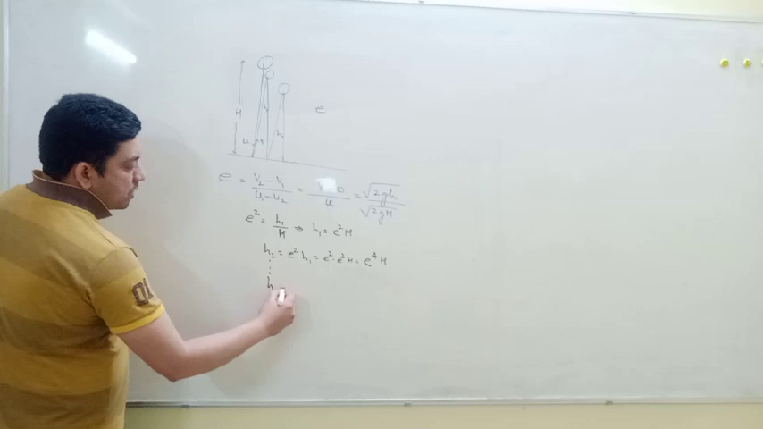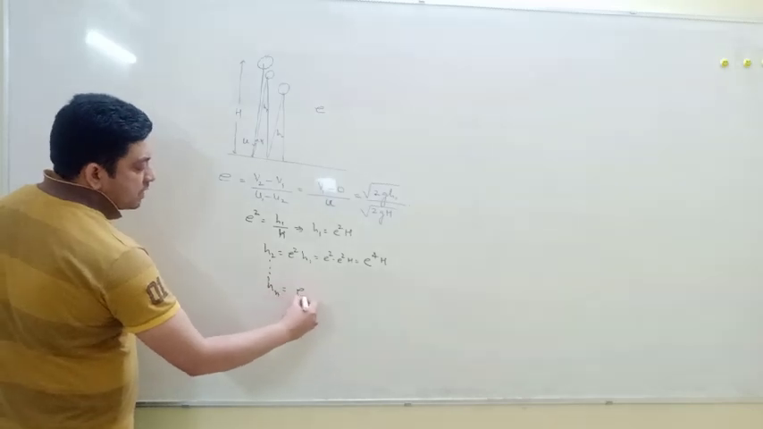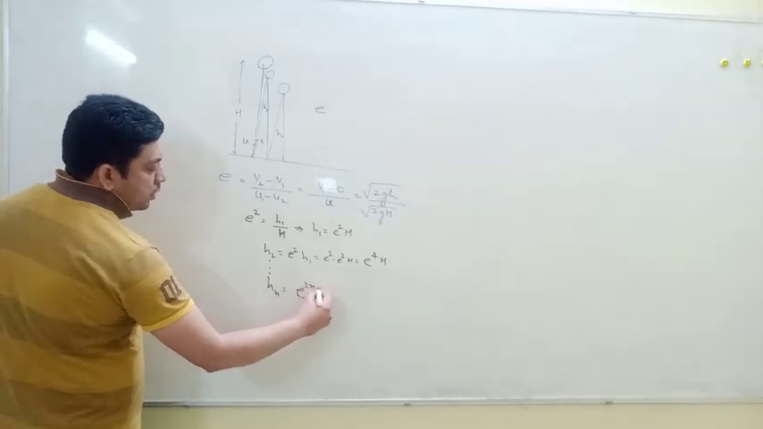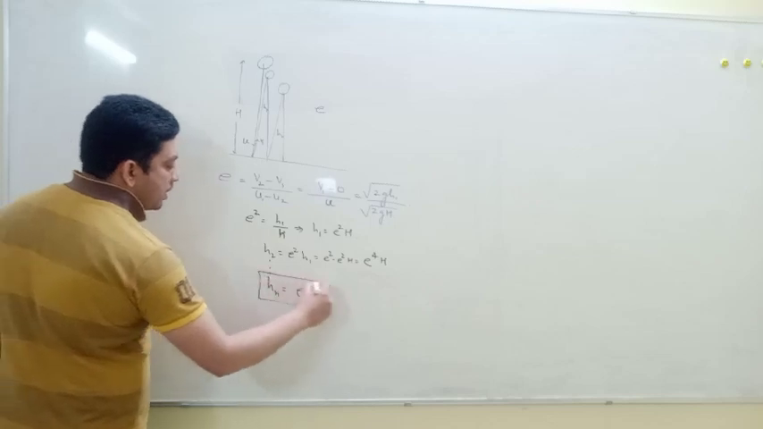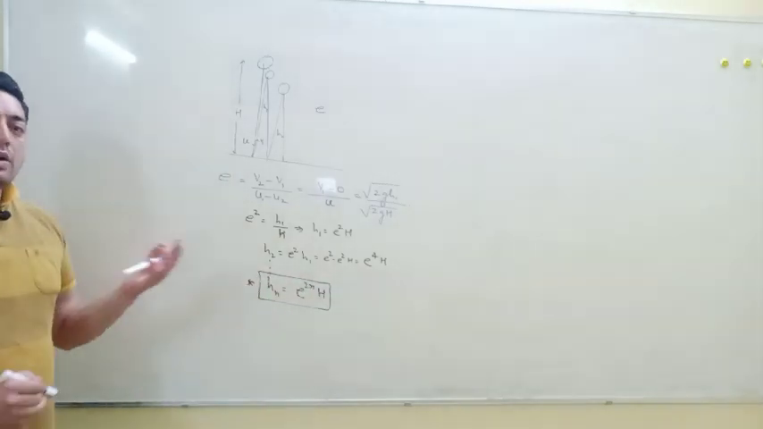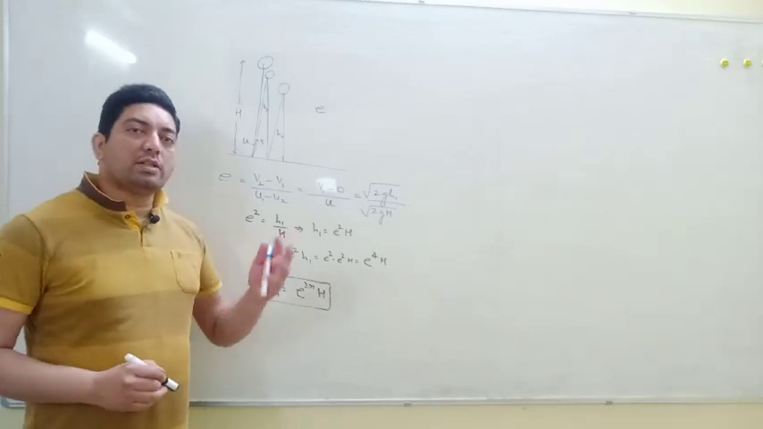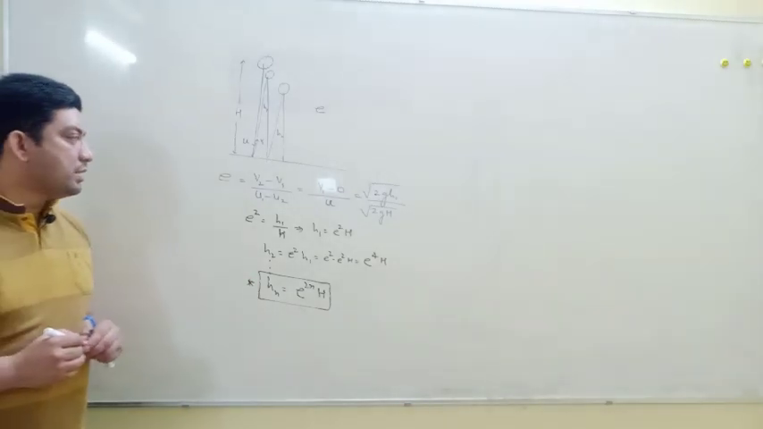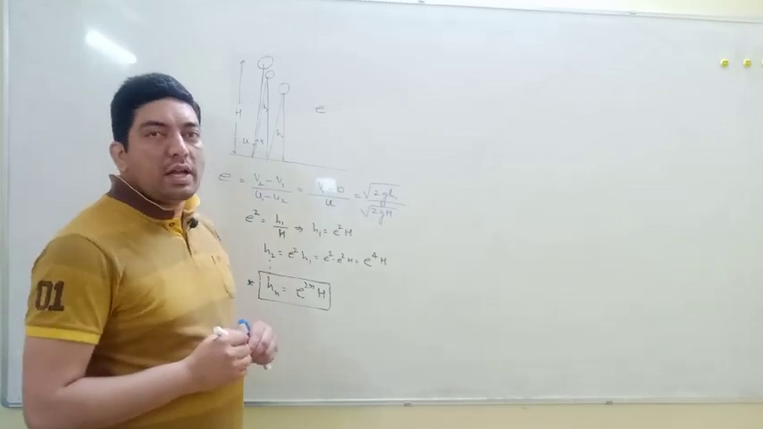Similarly, after nth collision, the height to which the body will rise can be written as e to the power 2n times the initial height. So this formula can easily be used to identify the height to which the body will rise after nth collision. Now you can easily calculate the time of journey as well.